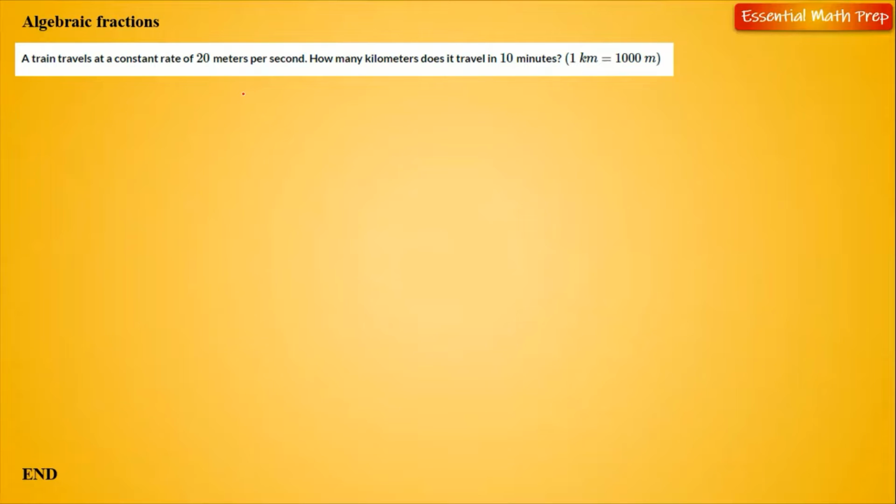Okay. What is it asking for? We know speed equals distance over time. So we know time, we know speed, we want distance. Our speed is 20 meters per second, whereas our time is in minutes. Either you convert the speed into minutes or convert the time into seconds. I would say time into seconds is my preference.